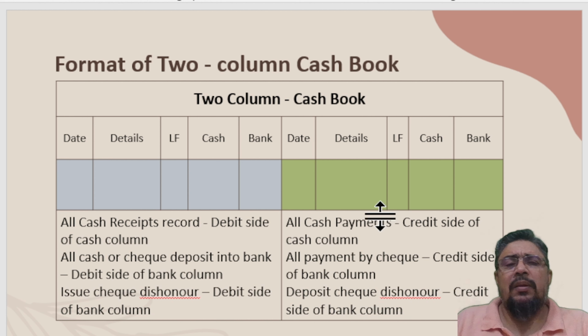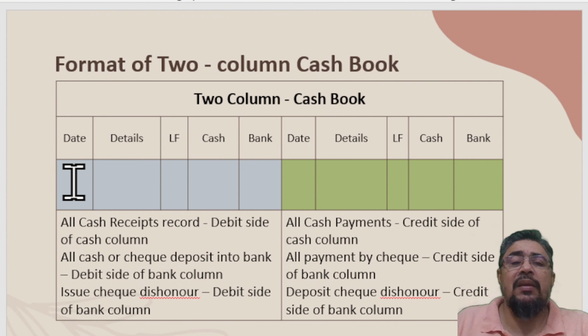This is the format of the two column cash book. It is the same, debit and credit only, like the single column cash book. But in the double column cash book only one column is added, that is the bank account. On the debit side, you can see the gray area is the debit side: date, details, LF, ledger folio, cash and bank. This is the green area.